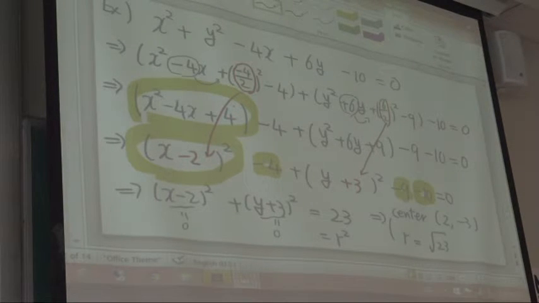Any questions? Okay, I'll give you another example. x squared plus 10x plus y squared minus 12y minus 20. Find the center and the radius.